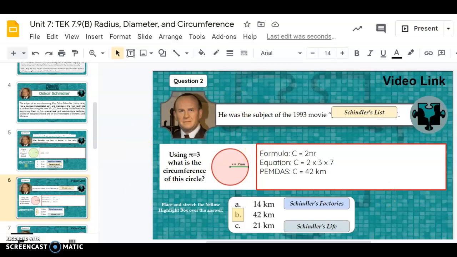This is what I want to see on this slide, where it says formula, equation, and then PEMDAS, meaning just order of operations. What did you do to solve this? If you don't want to put PEMDAS, you can actually put answer like that. If that makes more sense to you, then that would work as well.